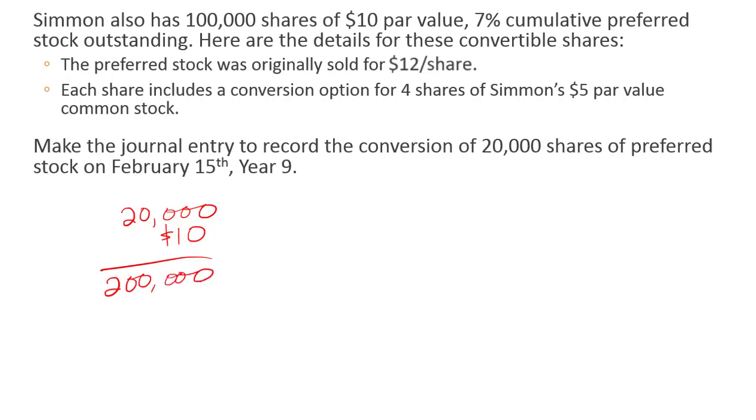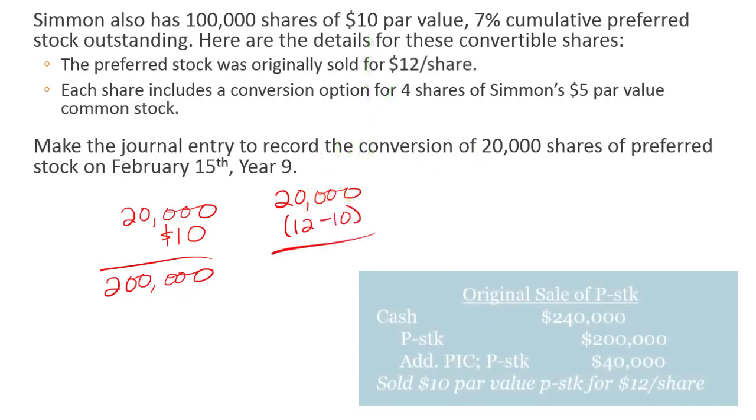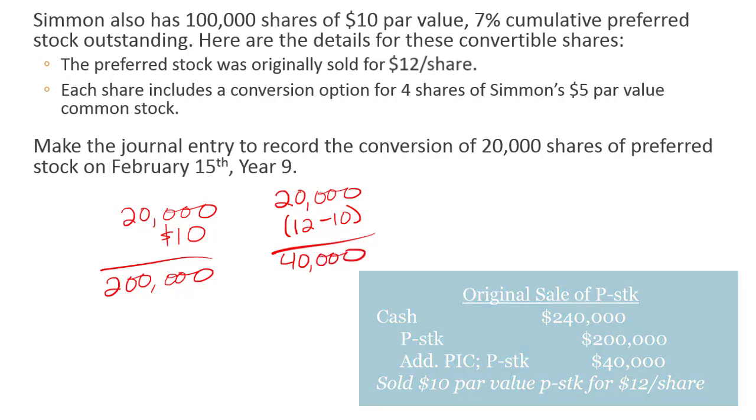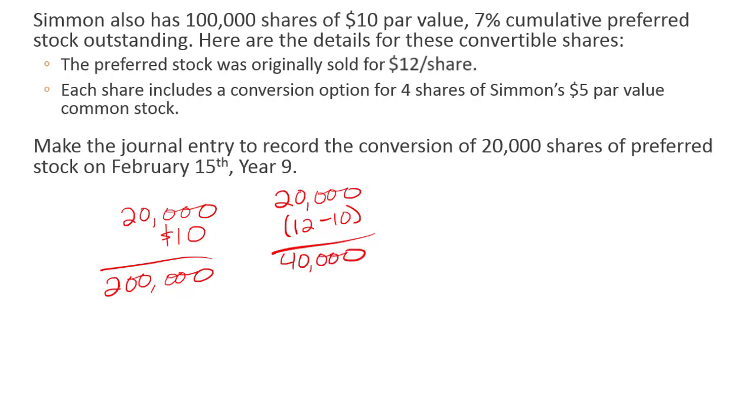$200,000. The other account that is associated with preferred stock is additional paid in capital preferred stock. For those 20,000 shares, I would have the $12 they paid me minus the $10 par value. The difference goes into additional paid in capital for preferred stock, just like it does for common stock. So that would give me another $40,000. Now that I know that, I'm ready to do my journal entry.